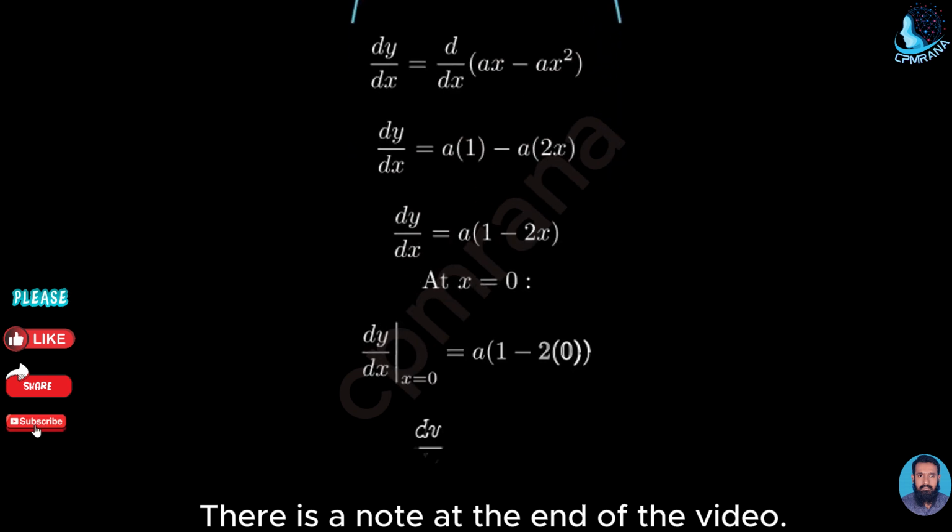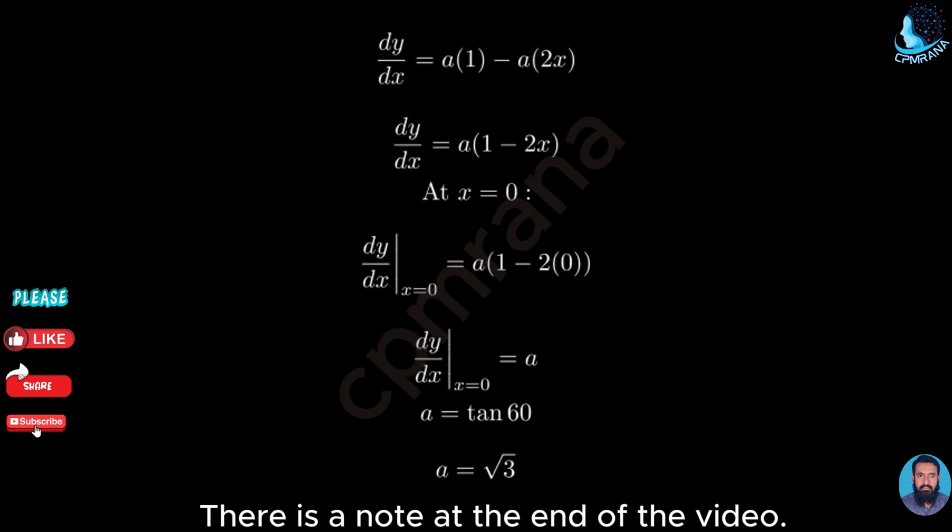When we plug in x equals 0, we get that the slope at the origin equals a. We're told that this slope should equal tangent of 60 degrees, which is the square root of 3. So we can write the equation, a equals square root of 3. Therefore, the value of a that makes the slope at the origin equal to tangent of 60 degrees is the square root of 3. Let's verify this visually.